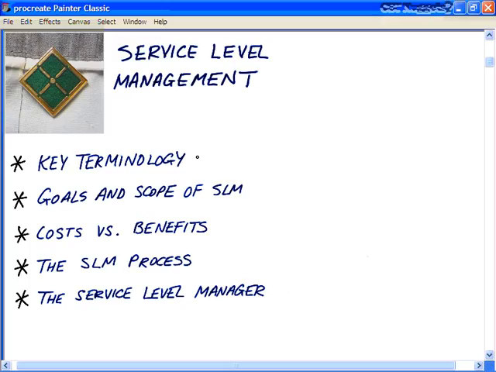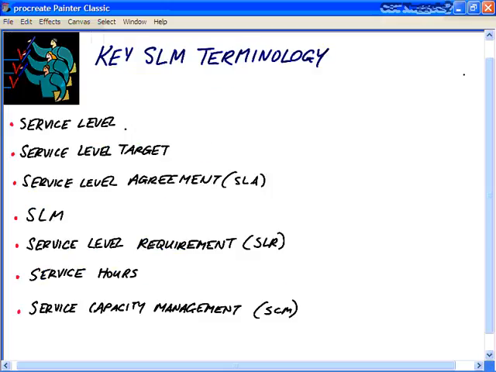First of all, we're going to look at key terminology as it relates to service level management. We'll look at the goals and the scope of SLM. We'll also discuss the costs versus the benefits. We'll look at the SLM process in great detail, and then we'll finish off investigating the role of the service level manager. On several occasions throughout this Nugget series, I've referred to service level agreements and service levels.